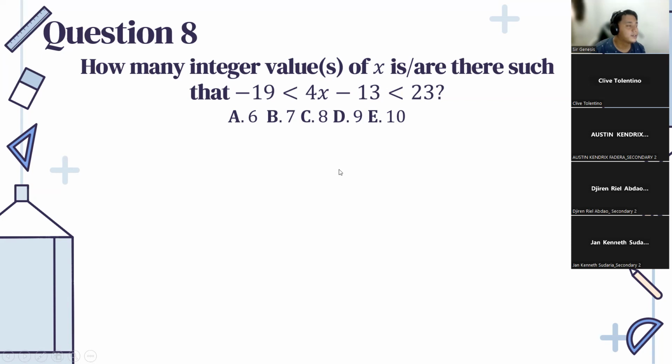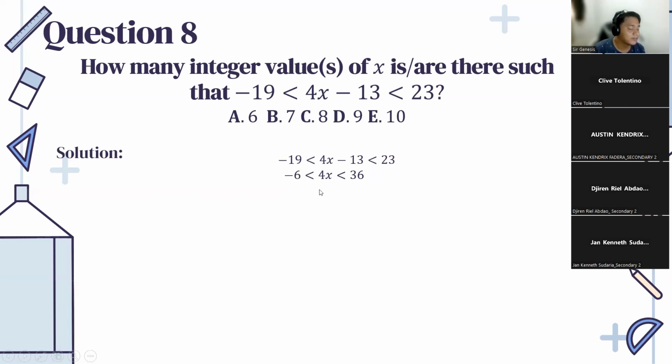in the middle. So here we have 4x minus 13. The first step would be eliminating negative 13. So how do we do that? We add 13 to the whole inequality. By adding 13, you will have negative 19 plus 13, which is equal to negative 6. Also for the right-hand side, we have 23 plus 13, which is equal to 36. Now we are left with this inequality.